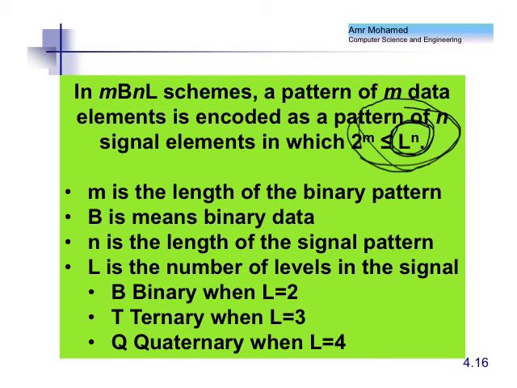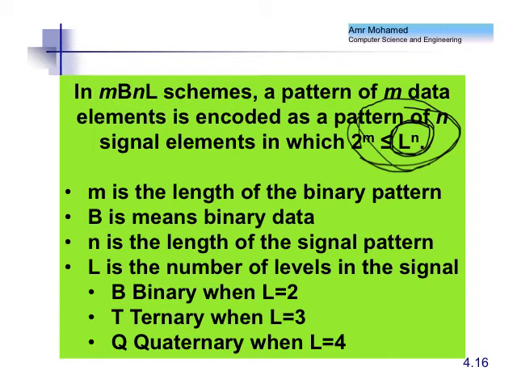So M is the length of the binary pattern. B means binary, and it stays there all the time. N is the length of the signal pattern, the number of signal elements. And L is the number of levels in the signal, or the number of levels in each signal element.